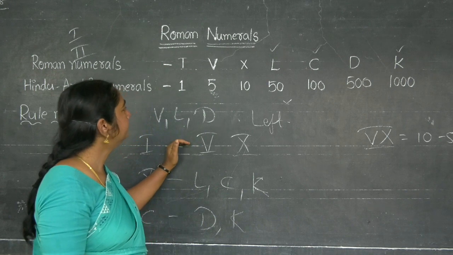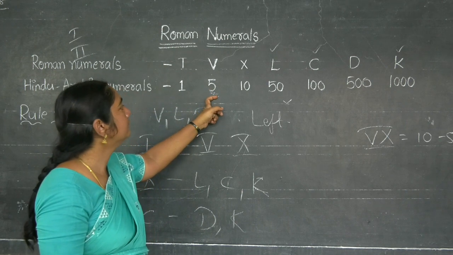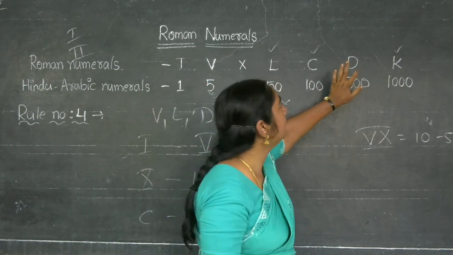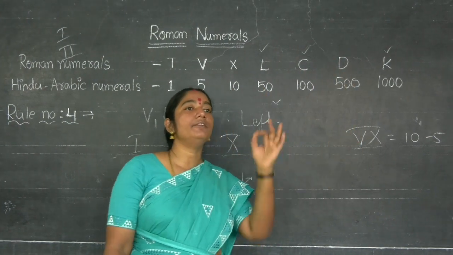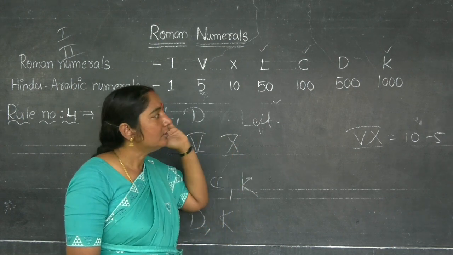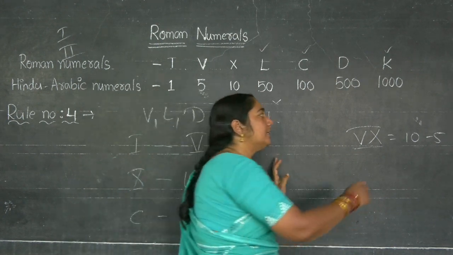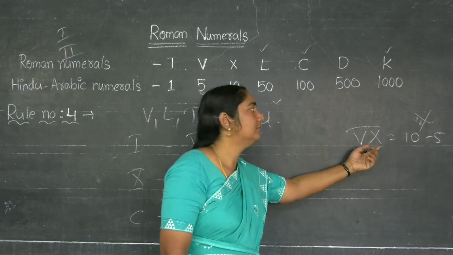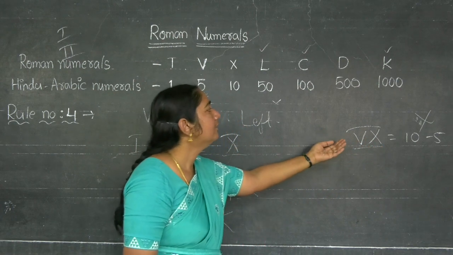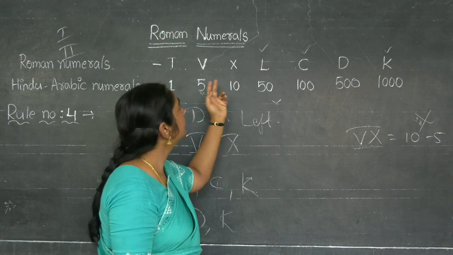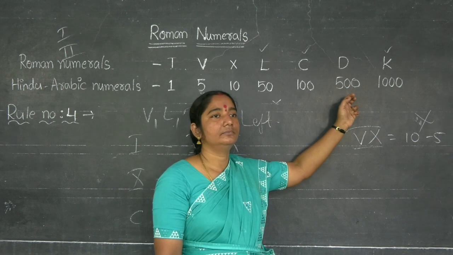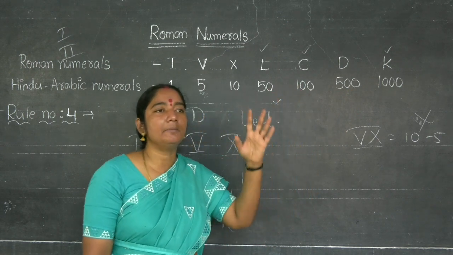In this 4th rule, the Roman numerals 5, 50 and 500, that is V, L and D, should not be written to the left side of any number. Means should not be subtracted. Subtraction is not allowed. Example, 10 minus 5 is not allowed. You cannot write V on the left side. You cannot write L on the left side. You cannot write D on the left side of any number. This is a very important rule, should be remembered.